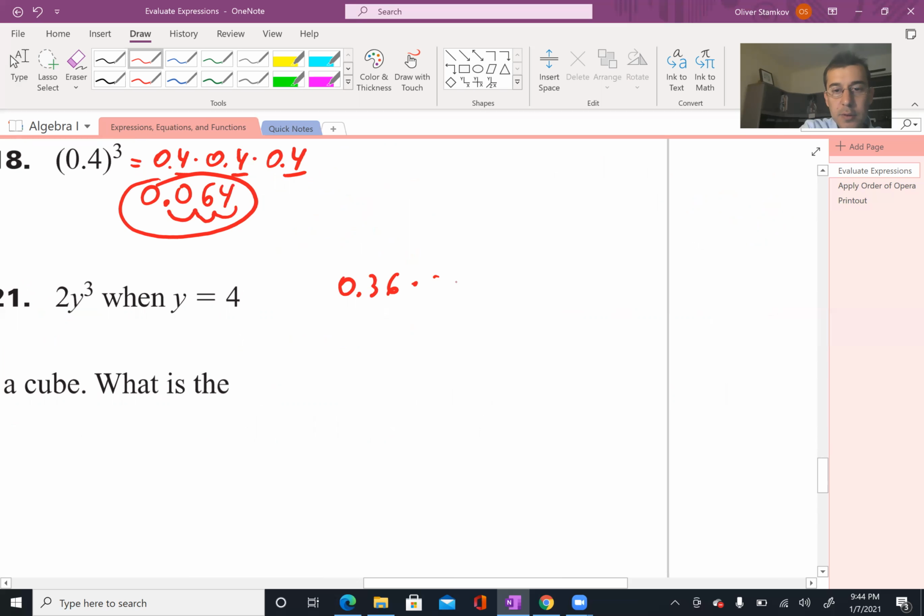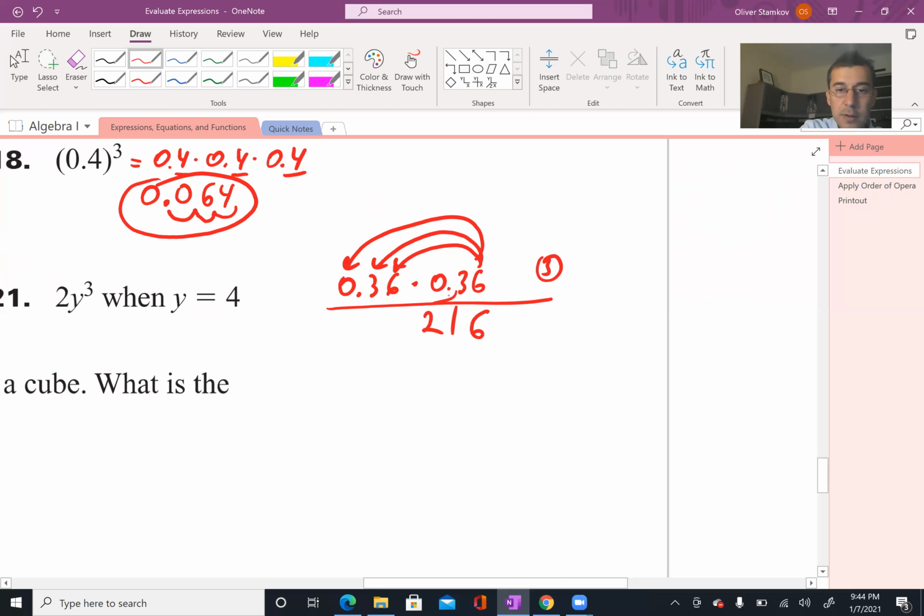0.36 times 0.36. So we do 6 first with every number. So 6 times 6 is 36, 6 and 3 we remember. 6 times 3 is 18, and 3 we remember is 21. Then we do the 3, right? So 3 times 6 is 18, 8 and 1 we remember. And then 3 times 3 is 9, and the one we remember is 10. So we just add these up, right?